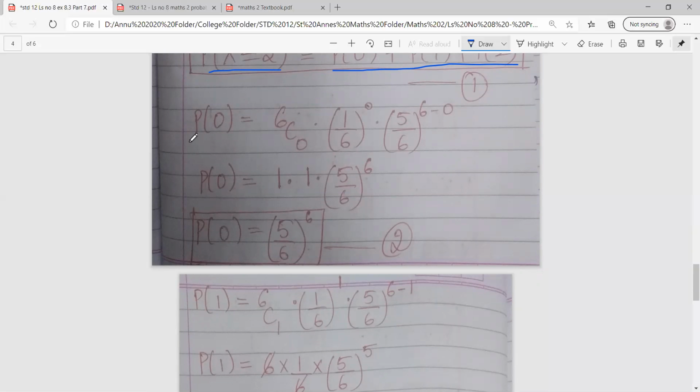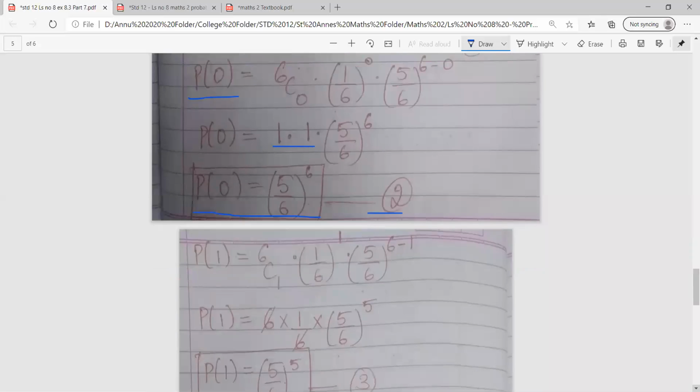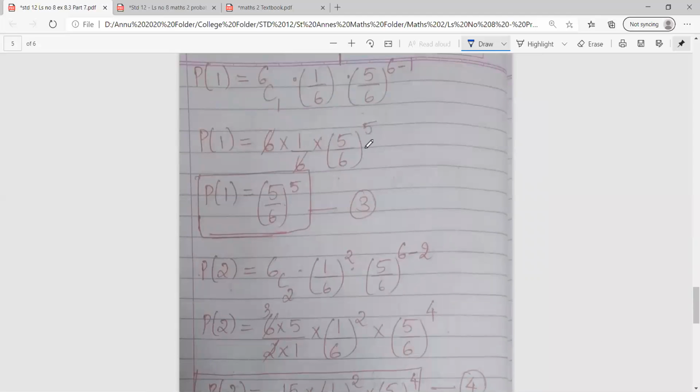So first we'll find out P of 0. 6c0 into 1 upon 6 raised to 0 into 5 upon 6 raised to 6 minus 0. So the 0 part is 1 into 1 I have written, and 5 upon 6 raised to 6, there's no need to solve as it is a bigger number. So I'll just keep it as it is and name it point number 2. Now I'll find out probability of 1. So 6c1, 1 upon 6 raised to 1 into 5 upon 6 raised to 6 minus 1. On solving and cancelling, I get the answer of P of 1 to be 5 upon 6 raised to 5. I name it as point number 3.